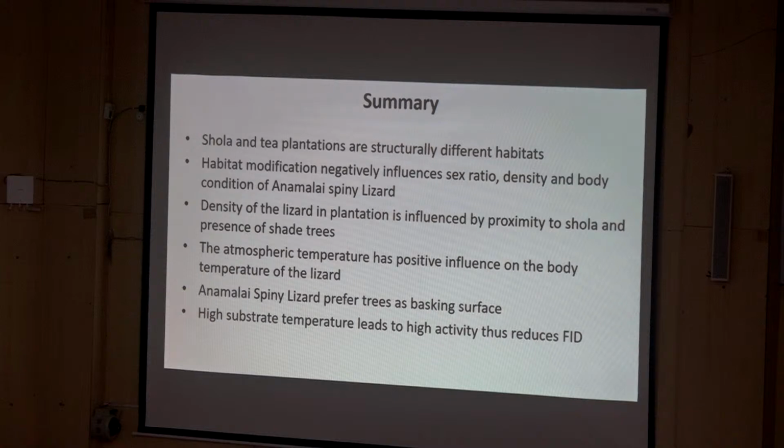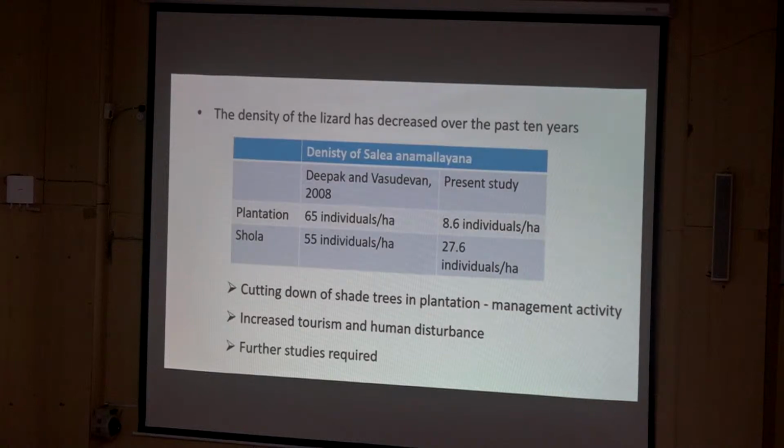Habitat modification negatively influences the sex ratio, density, and the body condition of the lizard. Density of the lizard in plantations is influenced by the proximity to shola and the presence of shade trees. The atmospheric temperature has a positive influence on the body temperature of the lizard. The spiny lizard prefers trees as basking sites. Flight initiation distance and substrate temperature are negatively correlated.